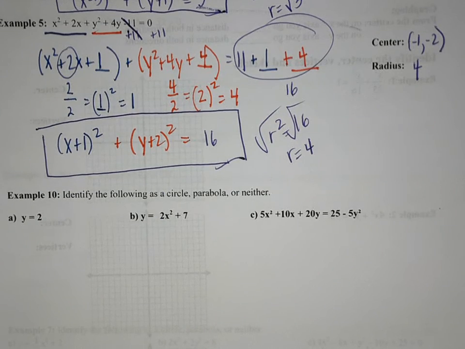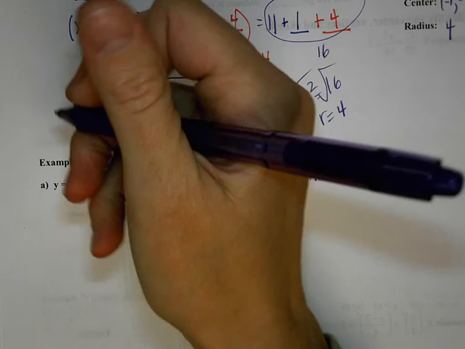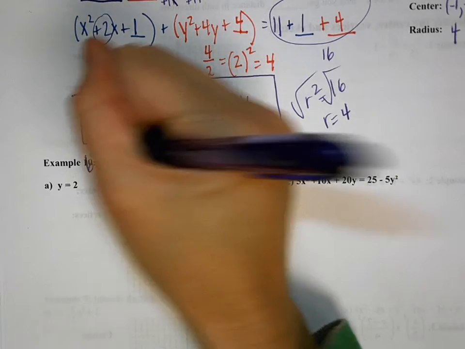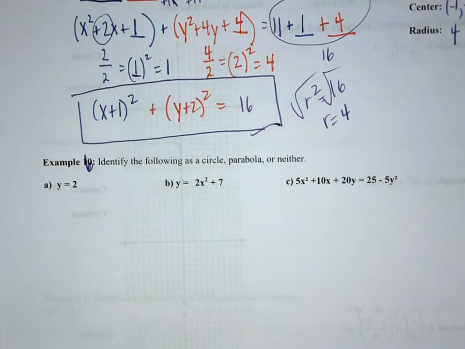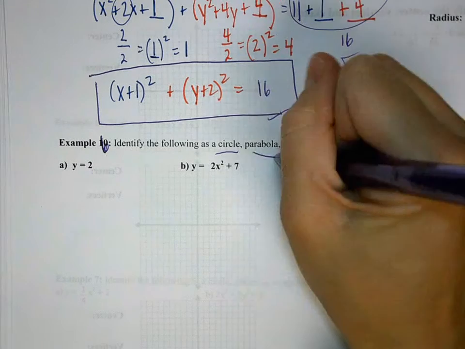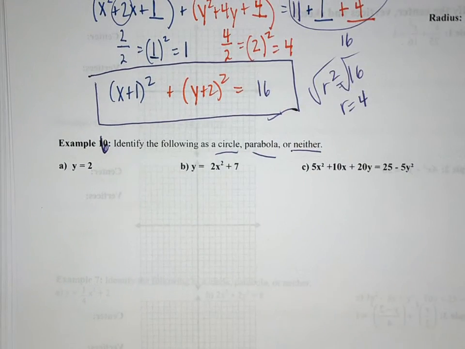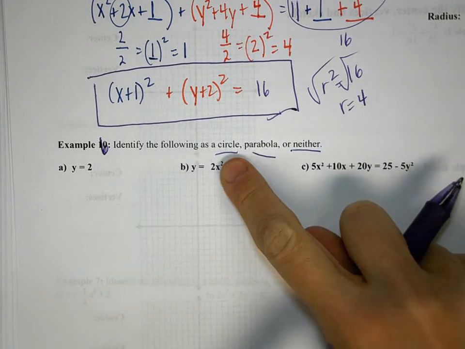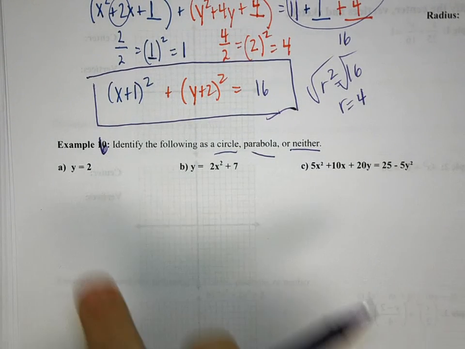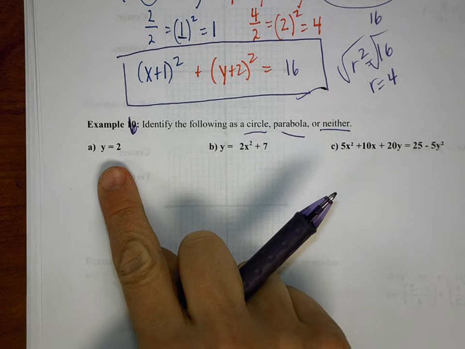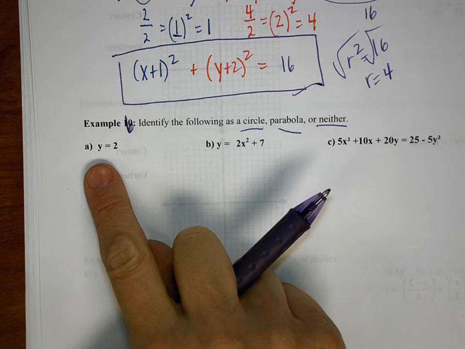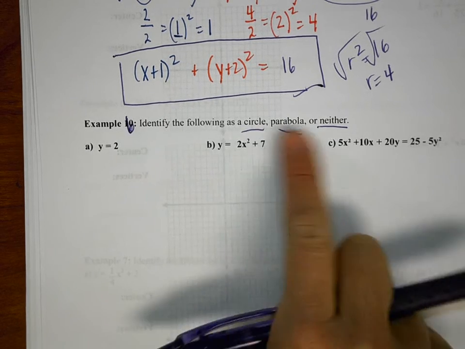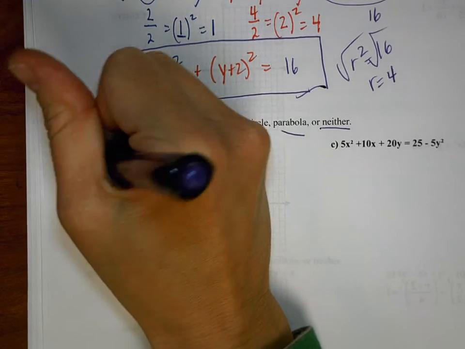Okay, last one. It says example 10, but it should have said example 6. Identify the following as a circle, a parabola, or neither. Again, we talked about how parabolas only have one squared term, where circles have 2 squared terms. This right here doesn't have any square terms. Can you tell me what type of shape this is? Hopefully your answer was a line. It does not fit into circle or parabola, so this one is neither.